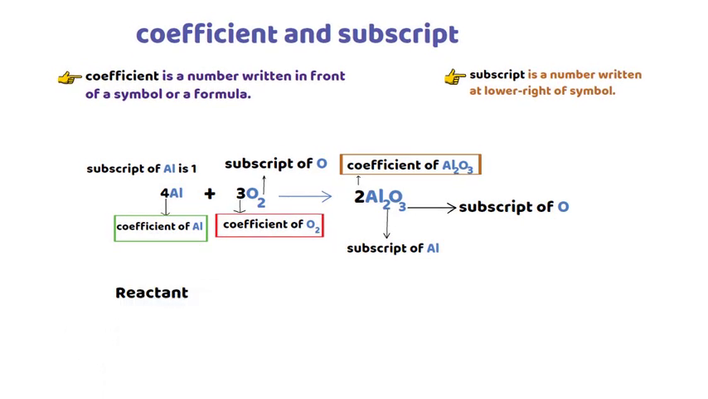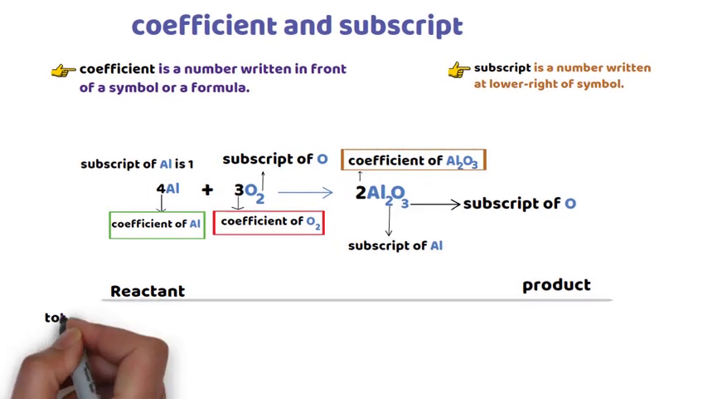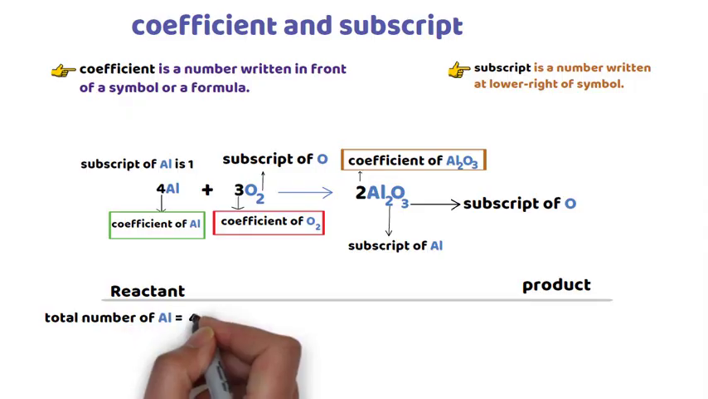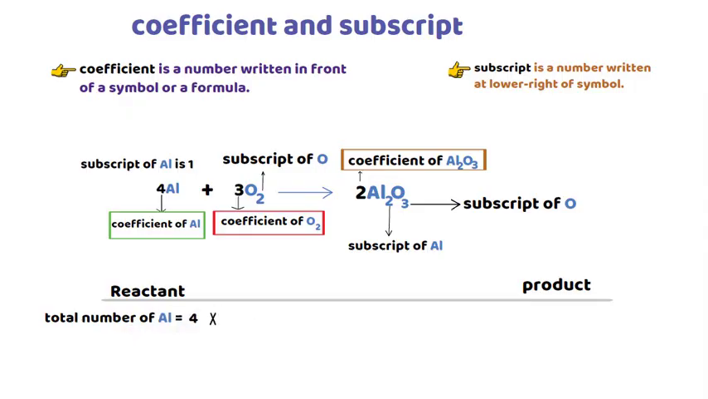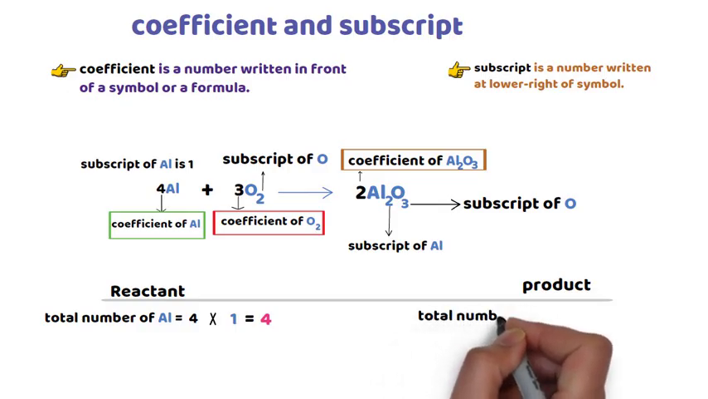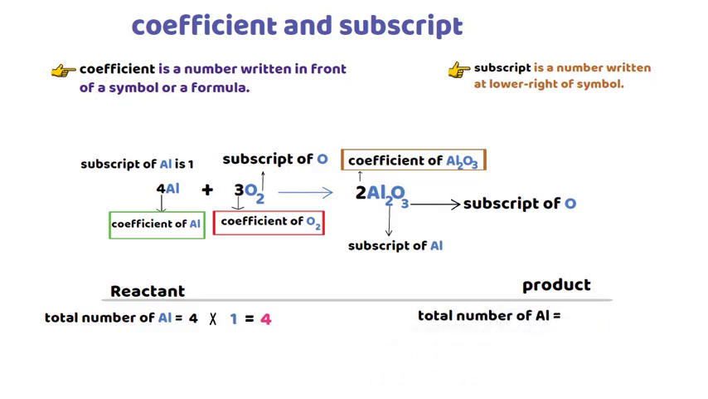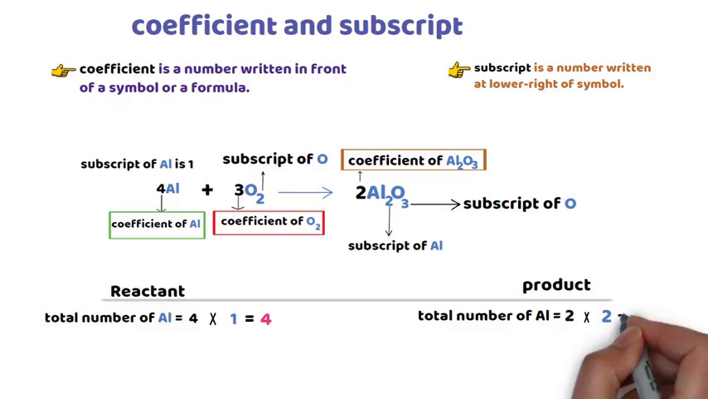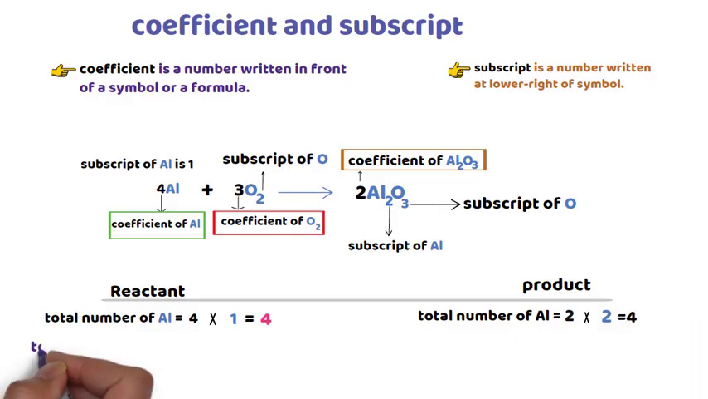Let us count each atom in the reactant and product side. The total number of aluminum in the reactant side: 4 is the coefficient of aluminum, 1 is the subscript of aluminum, 4 times 1 equal to 4. The total number of aluminum in the product side: 2 is the coefficient of aluminum oxide, and 2 is the subscript of aluminum in aluminum oxide, 2 times 2 which equal to 4.